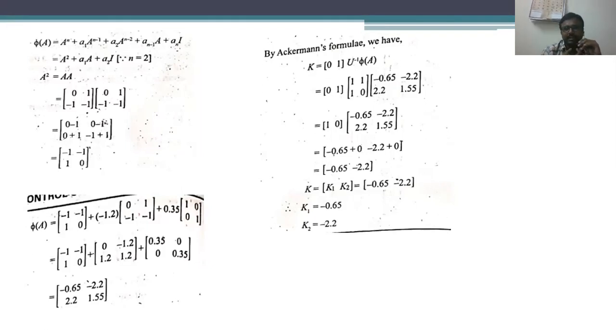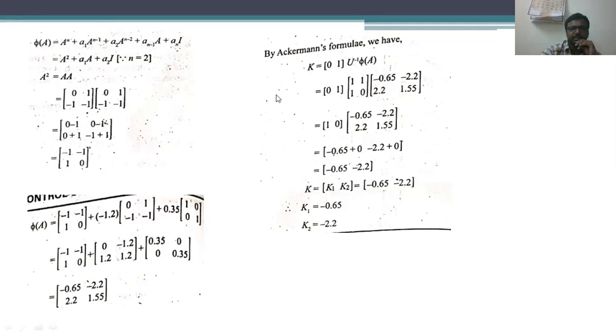That means calculate the state feedback gain matrix using the characteristic equations. That means the characteristic equation based upon the closed loop poles, and the characteristic equation based upon the expression that we are having, that is sI minus A plus B into K.